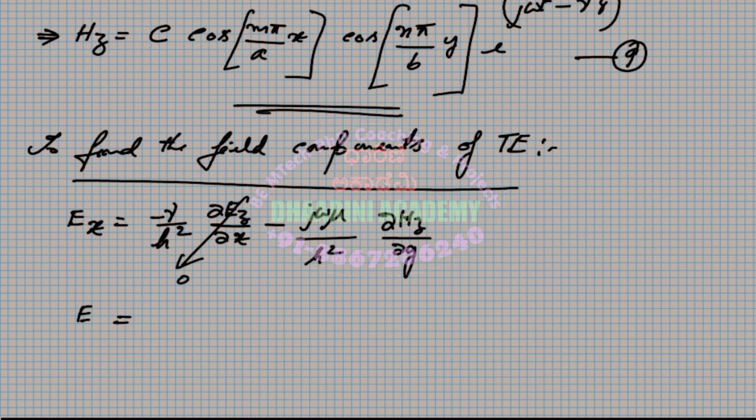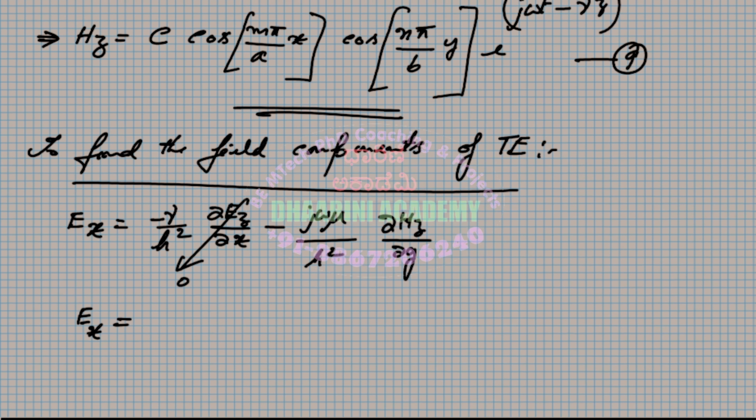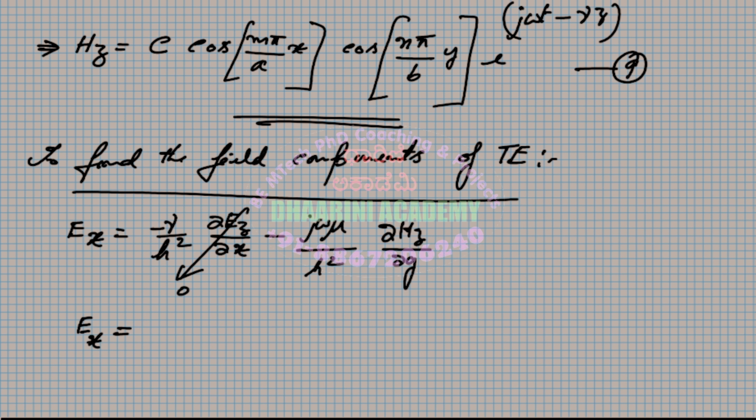Ex is equal to, so you see, I am trying to differentiate equation 9 with respect to y. So cos n pi by b into y is the term which gets differentiated. So n pi by b comes out, cos becomes a sine, with a minus sign. So minus of minus cancels, so you see it's positive. I'm directly writing the answer. Let me know if you have any doubt. So j omega mu divided by h square, which is the term present, into the constant c.